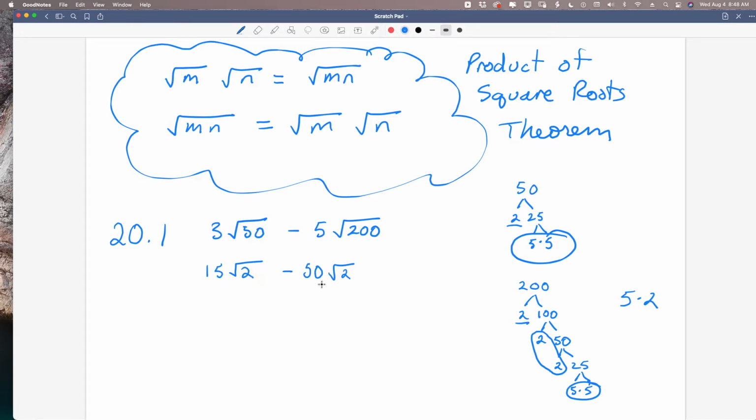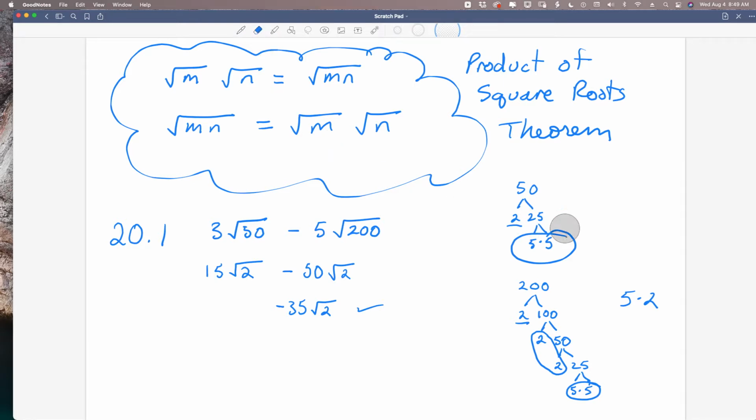Now we can perform this calculation. 15 minus 50, that is going to give us a negative 35 times the square root of 2. And that is our answer. Okay? So we can see how this helps us to pull these factors out.